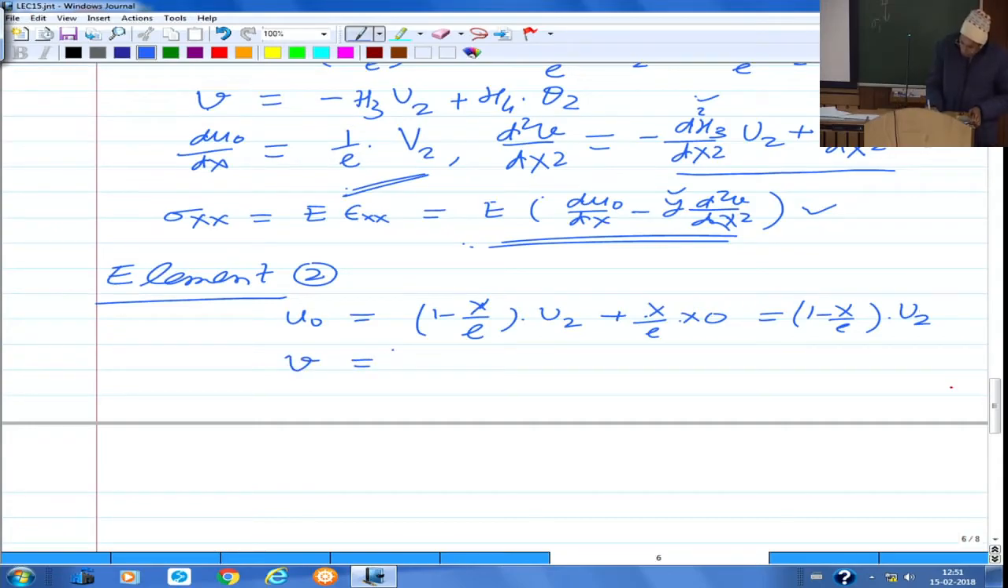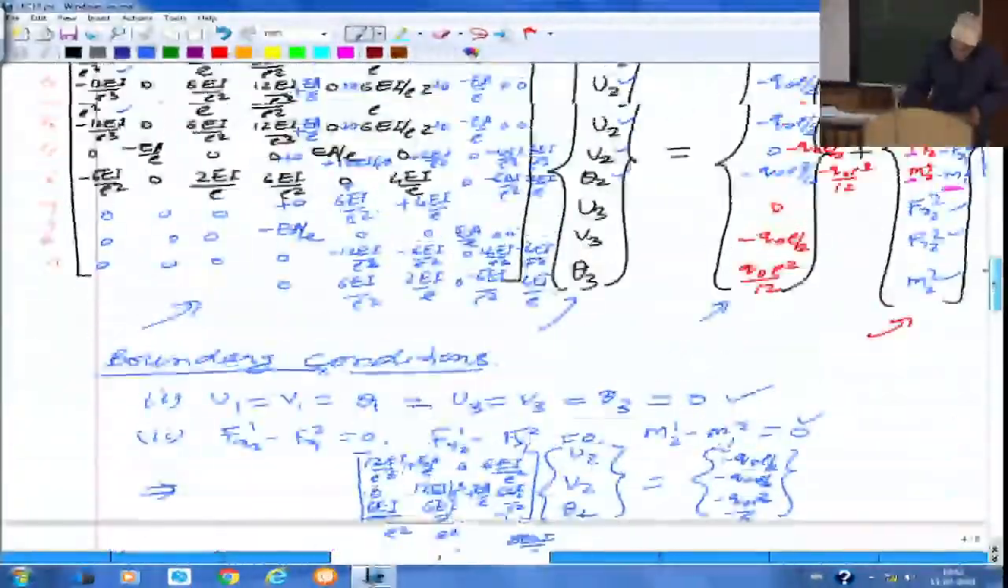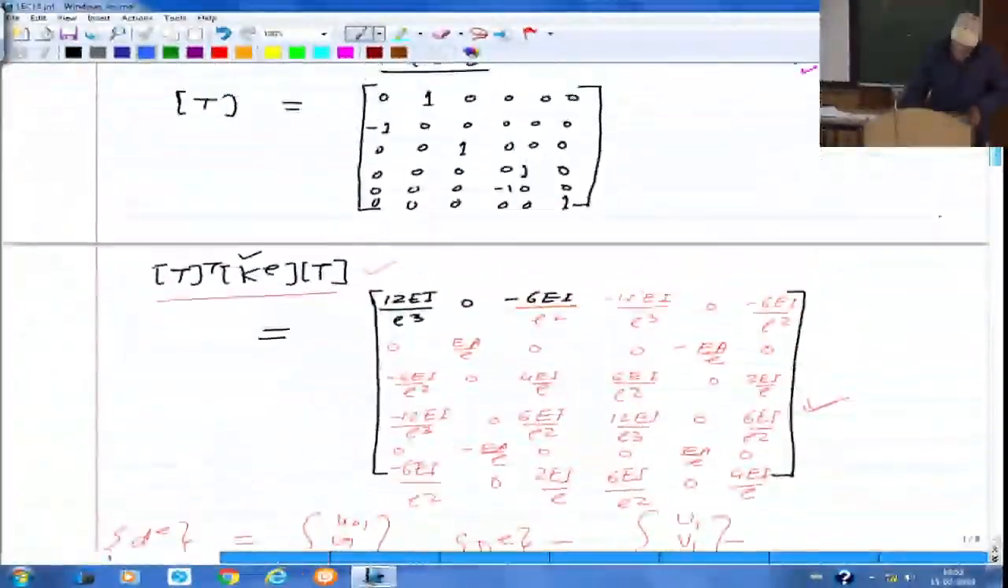Then similarly v would be h1 into capital V2 plus h2 into theta 2. And for the third node, which is the local second node of the second element, since v and theta are 0, this is what you will get: h3 into 0 plus h4 into 0. And once you got this, now this X is again the local coordinate for the second element with origin at the first node of the element.